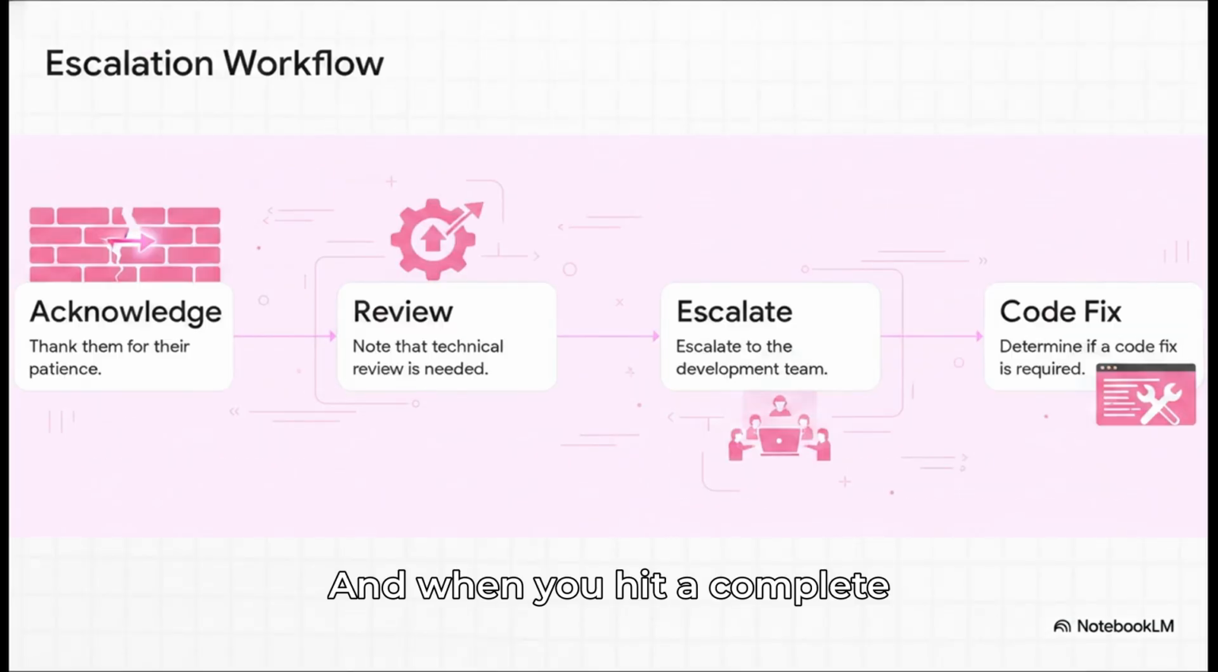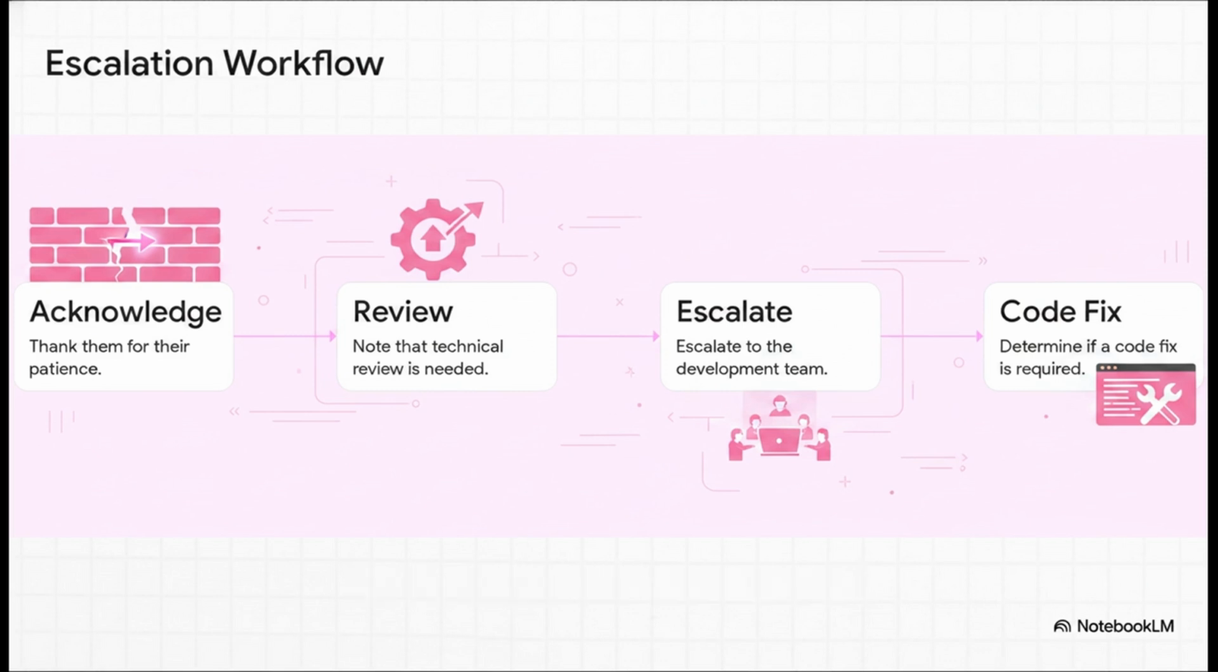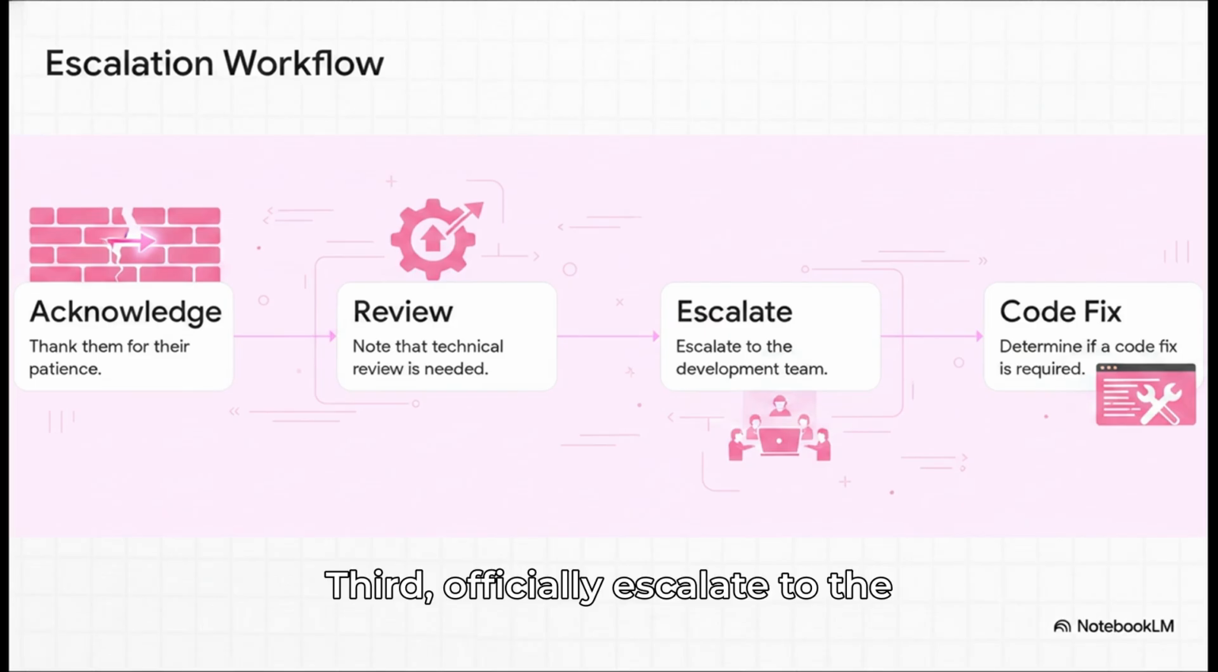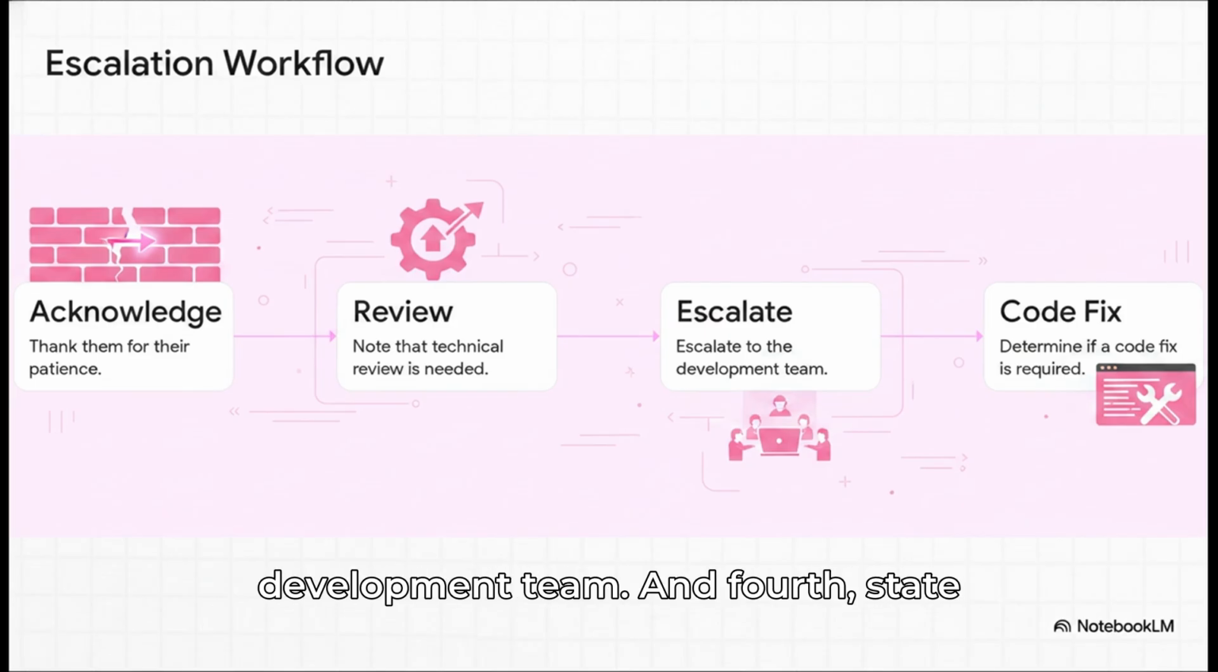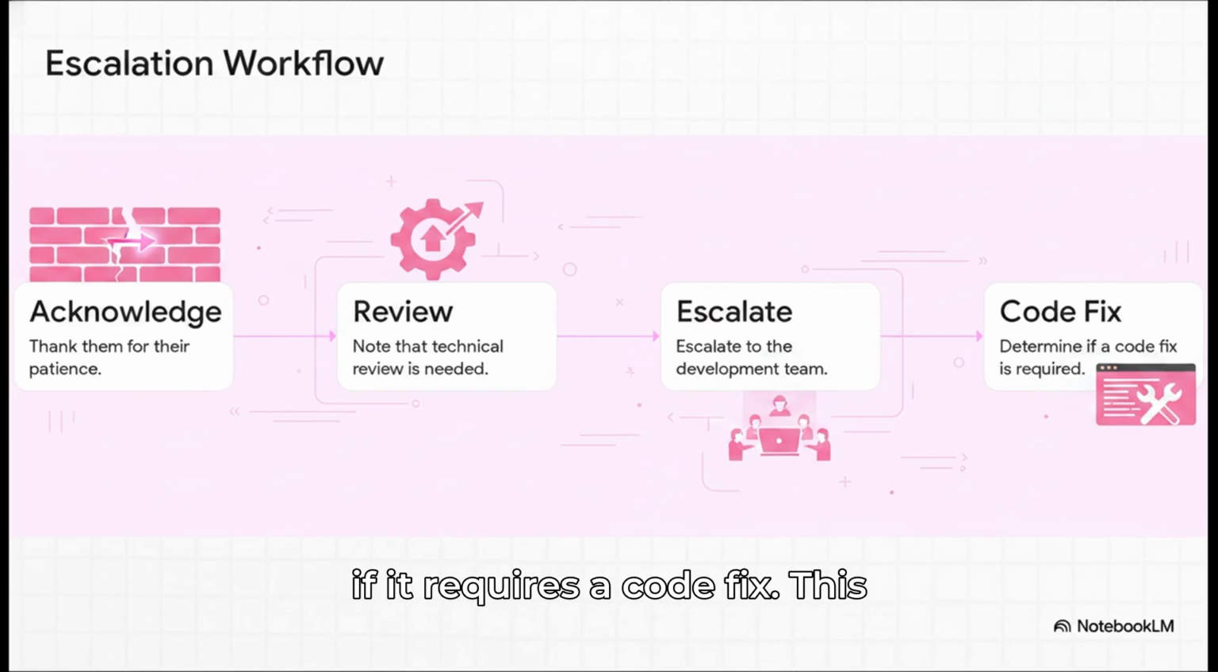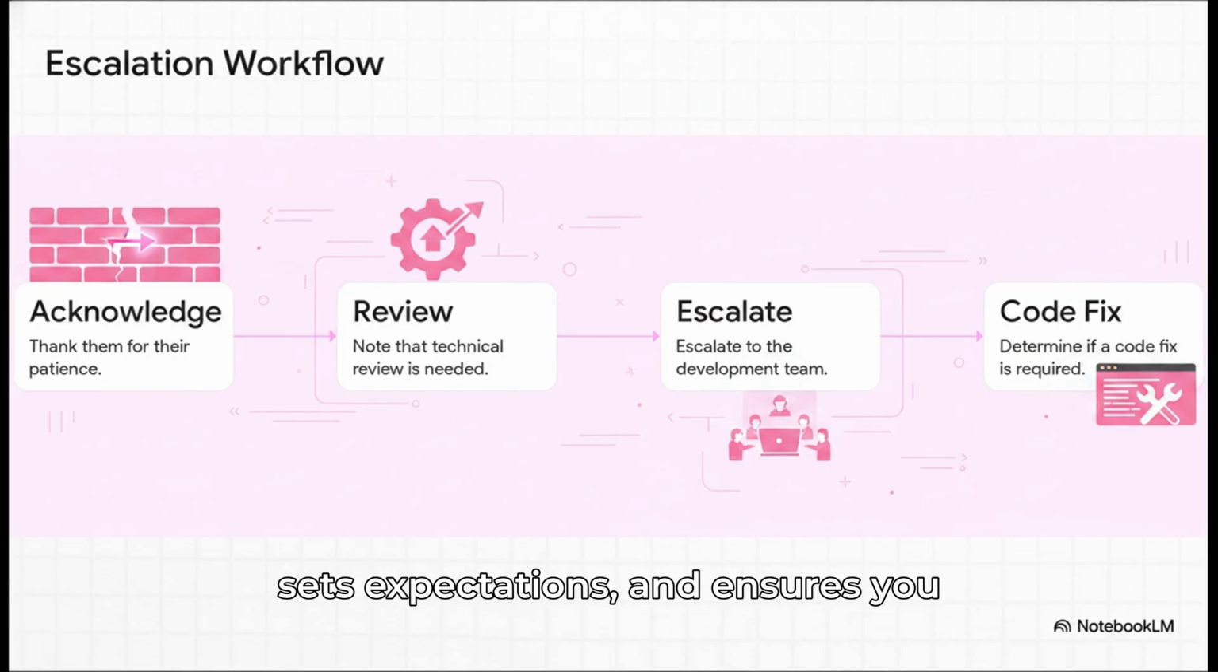And when you hit a complete wall and a problem persists, just run this standard operating procedure for escalation. First, acknowledge their patience. Second, note that a deeper technical review is needed. Third, officially escalate to the development team. And fourth, state that they will determine if it requires a code fix. This workflow gives the tech team a clean handoff, sets expectations, and ensures you never sound panicked.